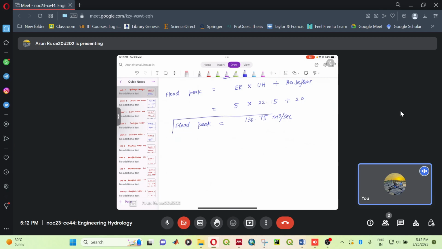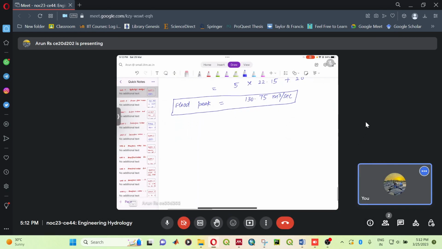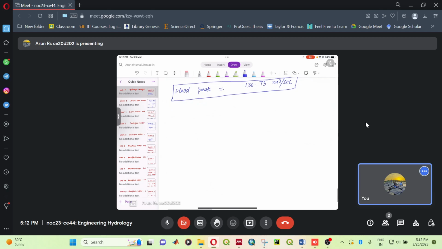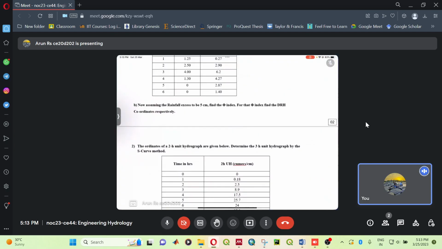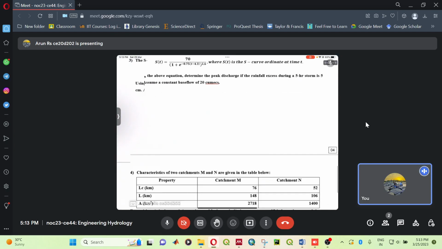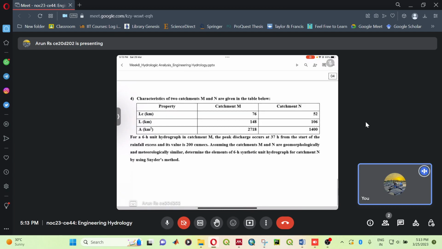So this is how you solve when a S-curve equation is given instead of a table. Now we'll see the last question, which is related to the Snyder's synthetic unit hydrograph. A similar question has been solved in the lectures also.